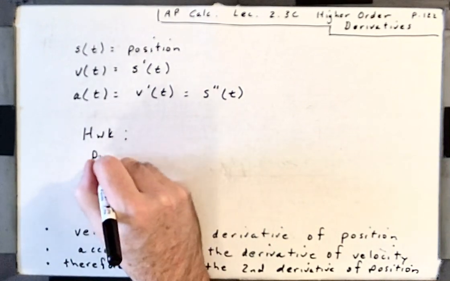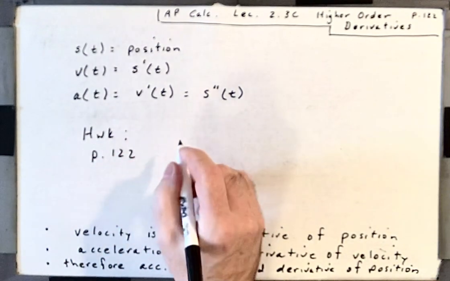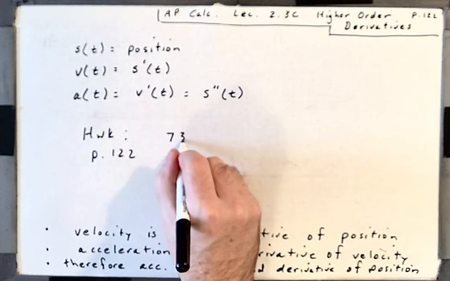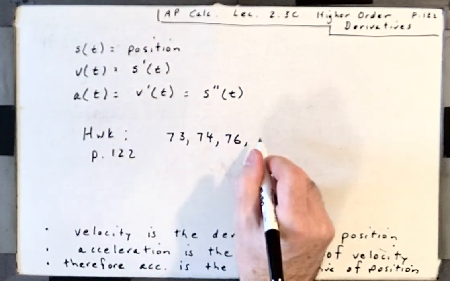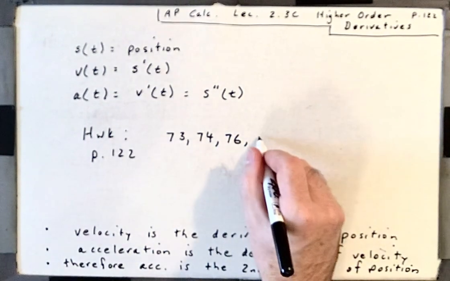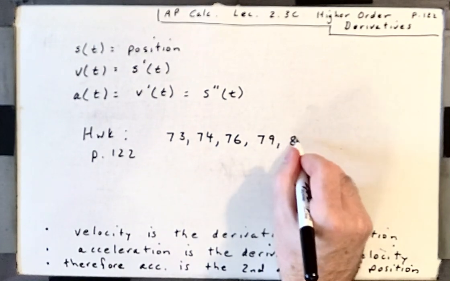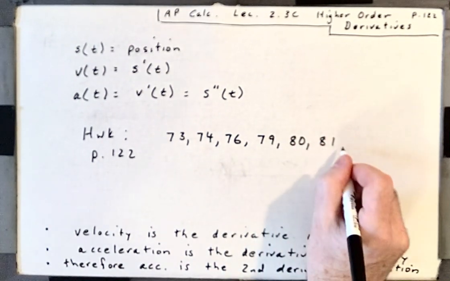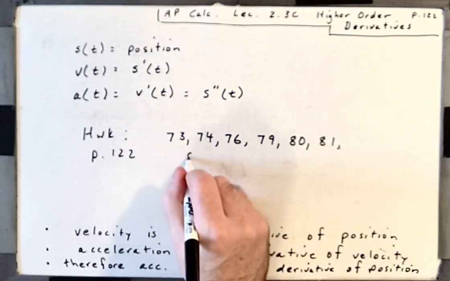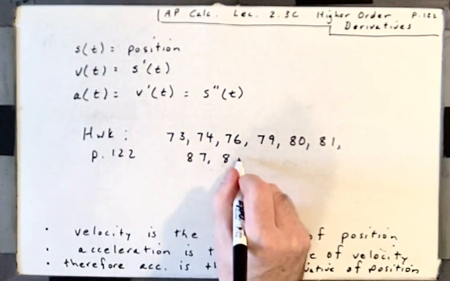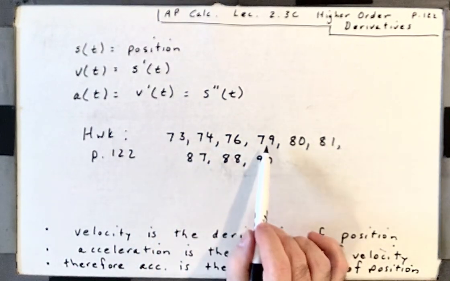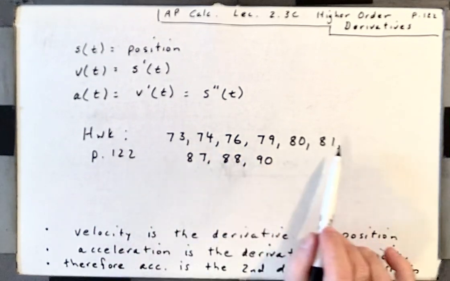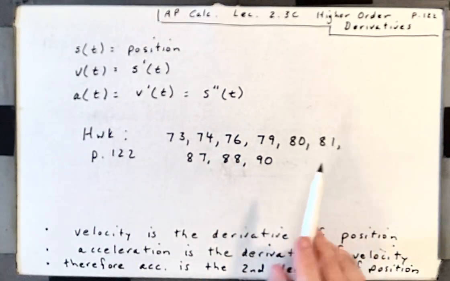Okay, the homework starts on page 122. And we have 73, 74, 76, 79, 80, 81, and then 87, 88, and 90. So 73, 74, 76, 79, 80, and 81 are all higher order derivatives, like the two example problems. 87, 88, and 90.